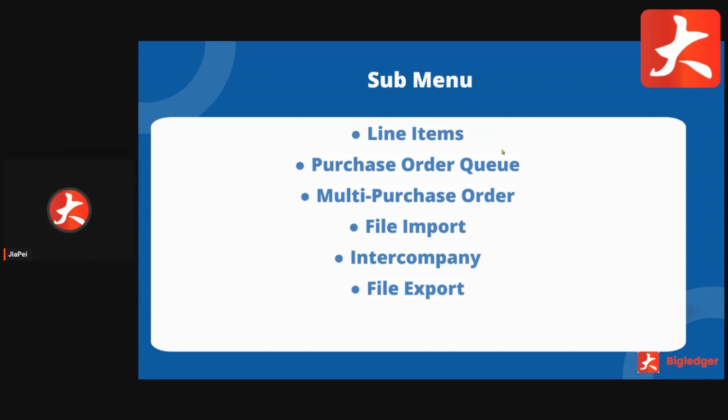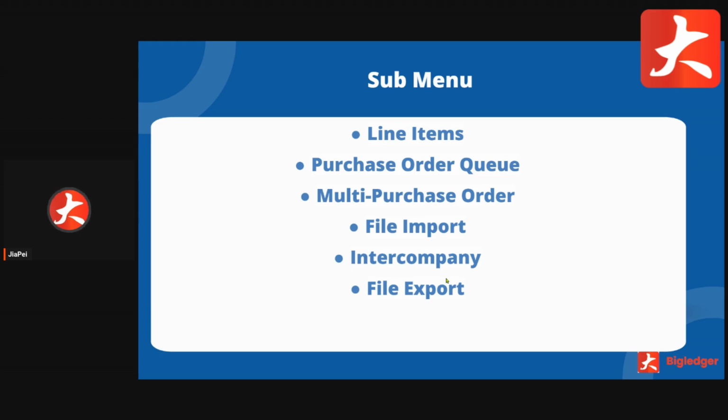Okay. Then we have one more function called multi-purchase order. You can create a PO to multiple branches or multiple locations by adding the same item. But this one we will cover in the next section. So next one is the file import menu. We can import the file, then we can export the file. So besides this, we can create our intercompany transaction.